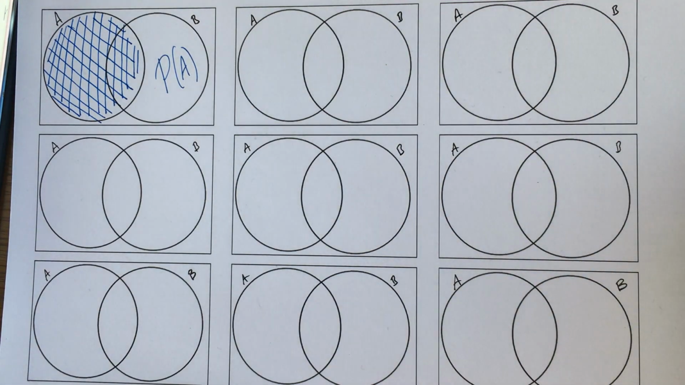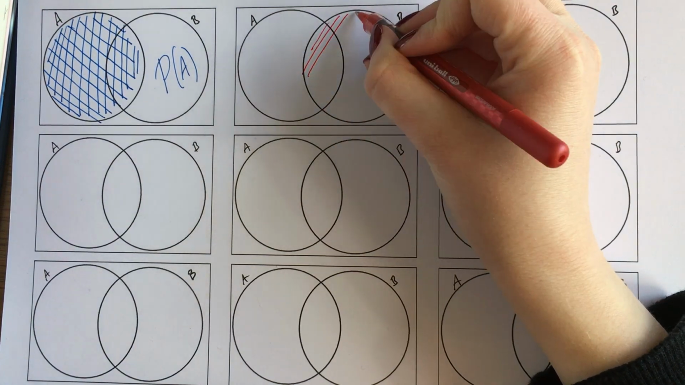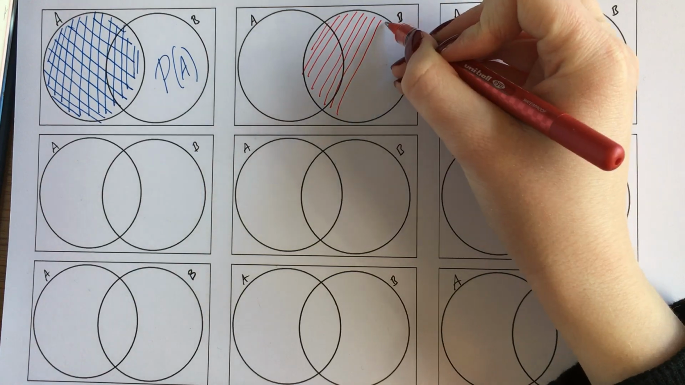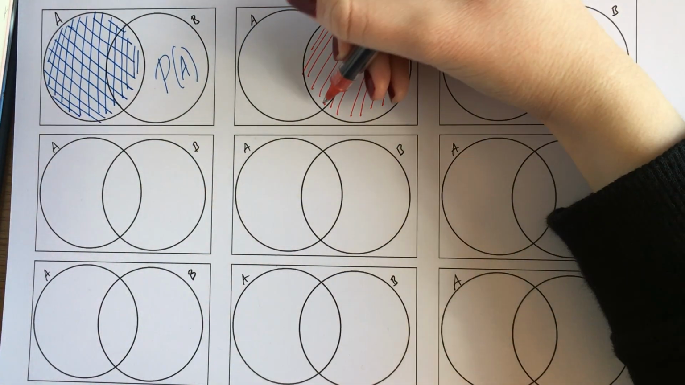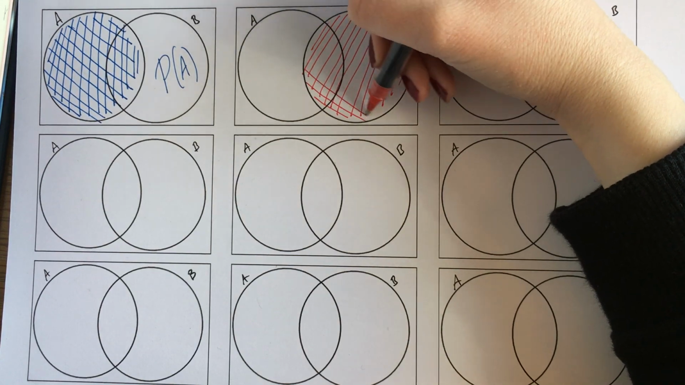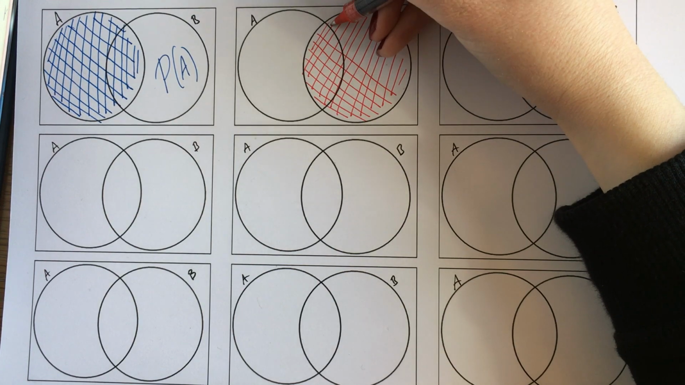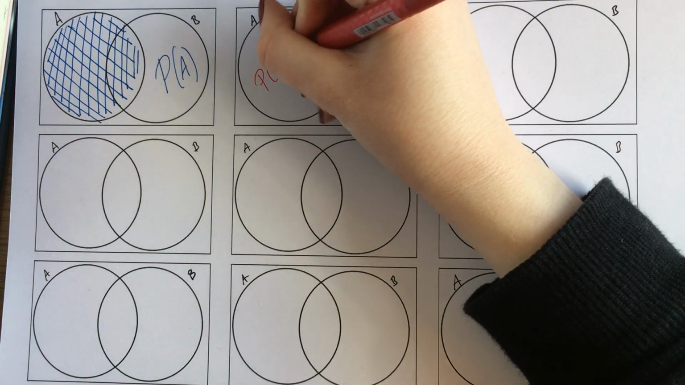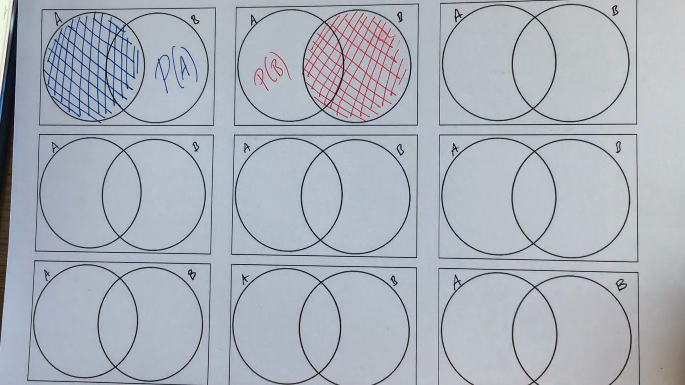So the second bit on the diagram, quite obviously I would say, shading in all of circle B is obviously going to be the probability of B occurring. So all of that circle would be the probability of B occurring.